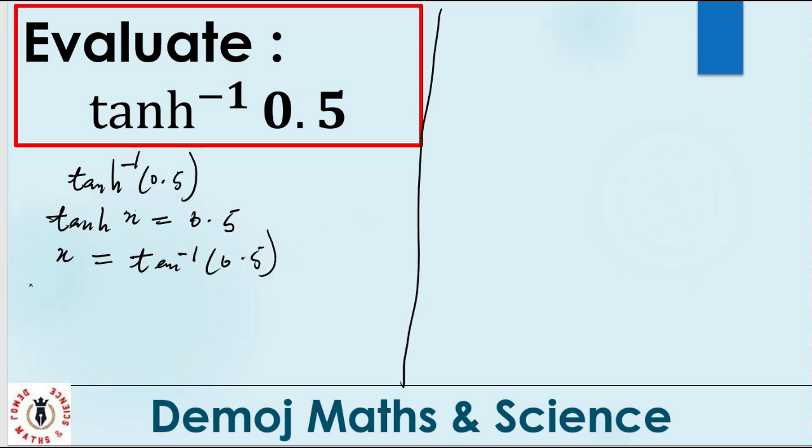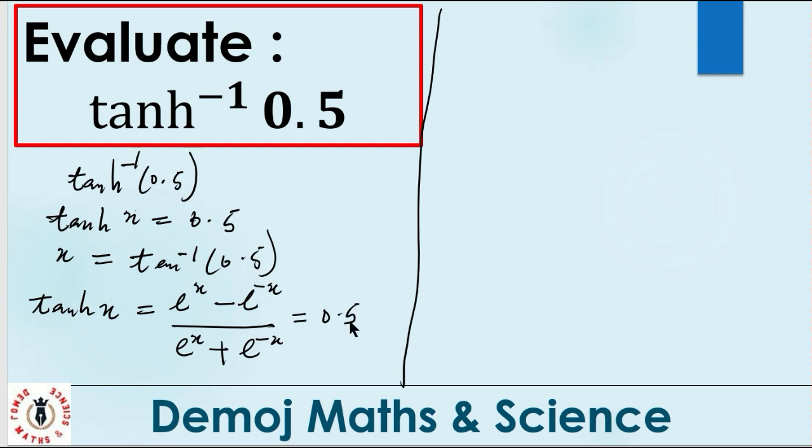The first thing I want us to remember is that the hyperbolic tan of x, or the tanh of x as you might call it, is the same thing as e raised to the power of x minus e raised to the power of minus x over e raised to the power of x plus e raised to the power of minus x. Now this is the same thing as, since tanh of x is equal to 0.5, 0.5.